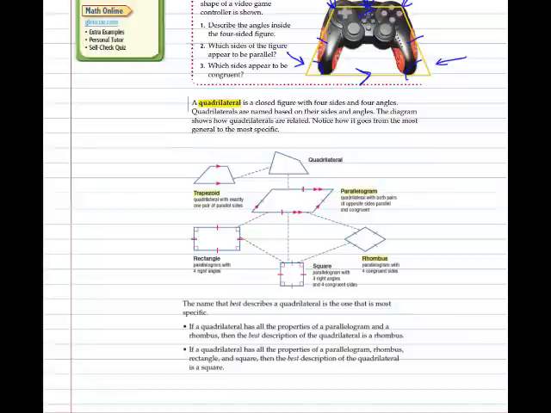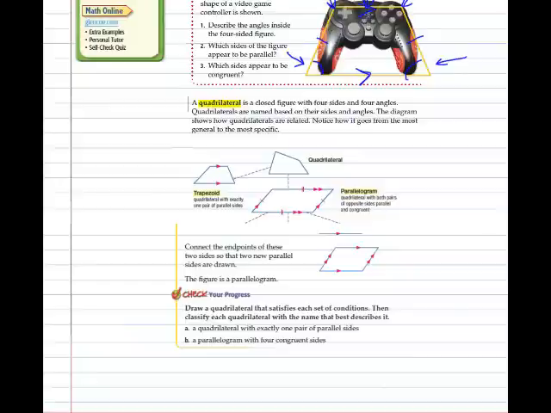The name that best describes a quadrilateral is the one that is most specific. So if a quadrilateral has all the properties of a parallelogram and a rhombus, then the best description of the quadrilateral is a rhombus. So you could say that a square is a rhombus with four right angles. If a quadrilateral has all the properties of a parallelogram, rhombus, rectangle, and square, then the best description of the quadrilateral is a square. So all squares are rectangles, but not all rectangles are squares. All squares are rhombuses, but not all rhombuses are squares.